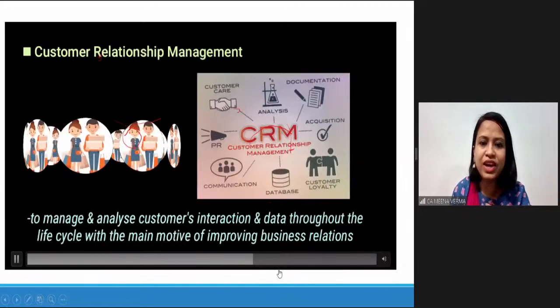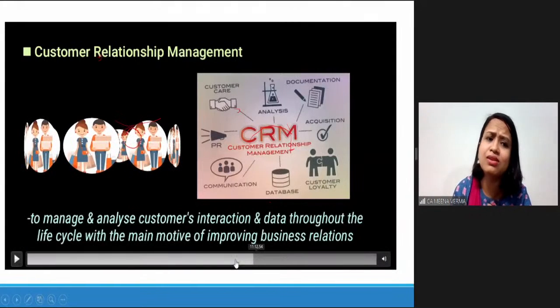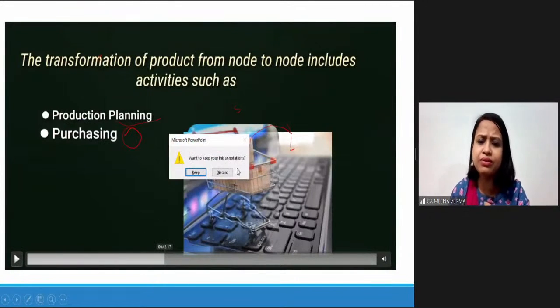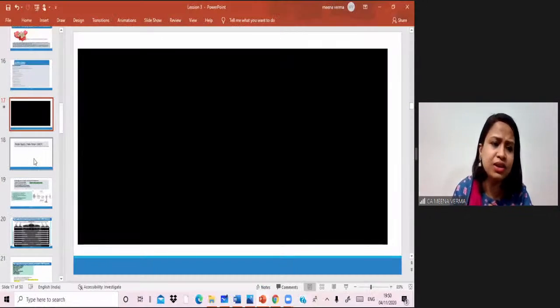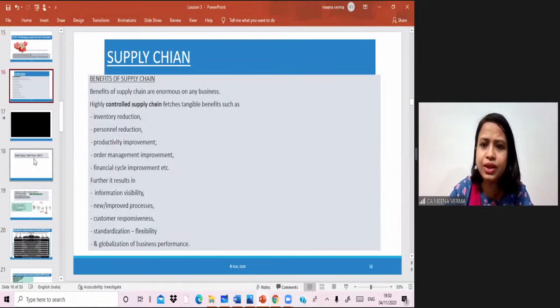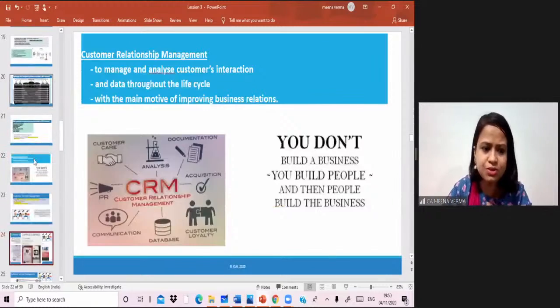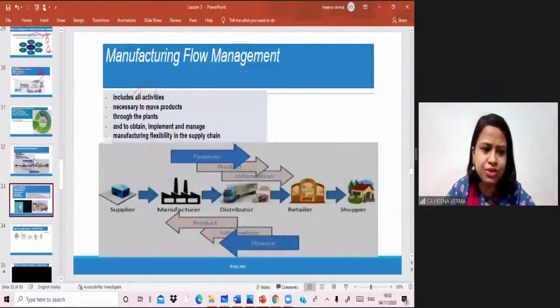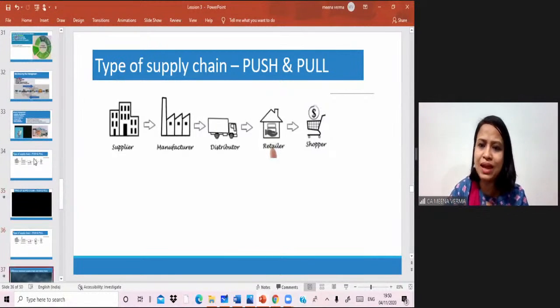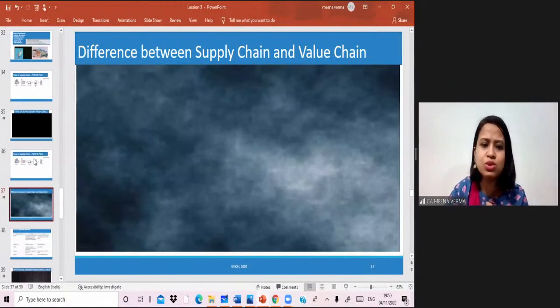So I hope we have understood all these points: customer relationship management, supplier relationship management, and all these things. We will discuss more later on. First, let us understand more points. What is push supply chain and what is pull supply chain? Let us understand this also.